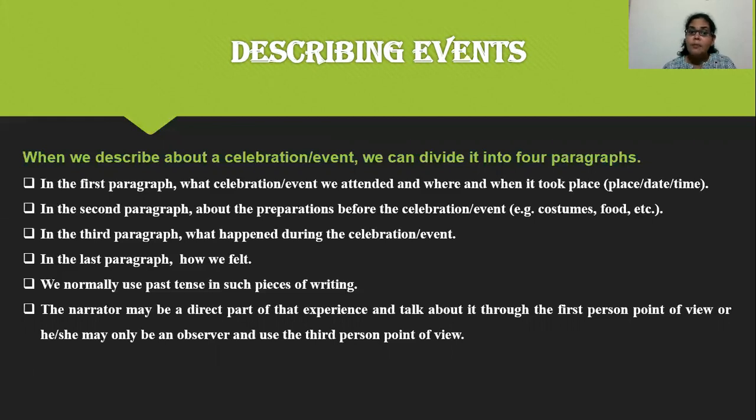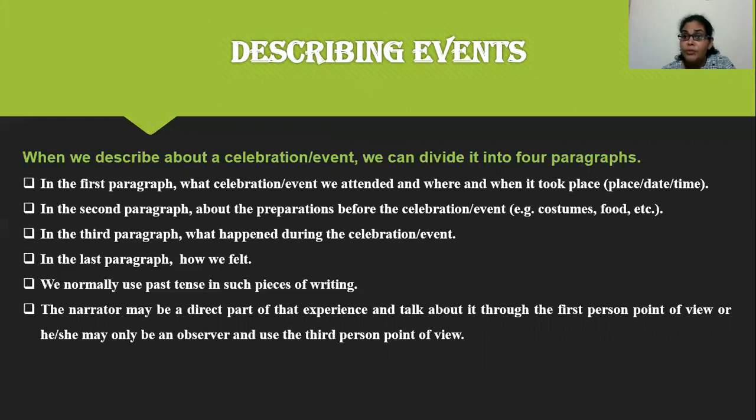Okay. Now, the third paragraph talks about what happened during the celebration. When you're talking about something that happened, there are boat races, for example, if you take Onam. So what actually happens in that particular celebration or event, you can talk about it. In the last paragraph, how did you feel about that? How did you enjoy that boat race or something? Okay, so 99% of the time, when you're describing events or celebrations, you mostly write them in past tense.